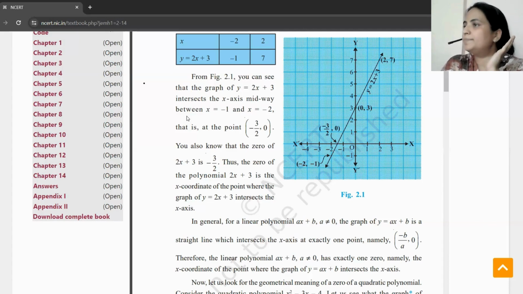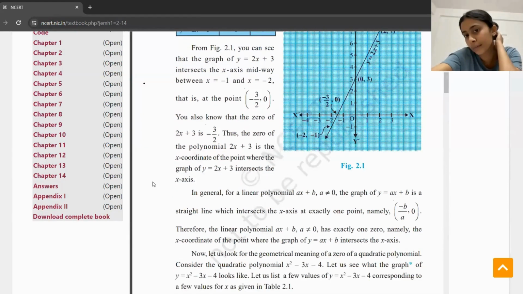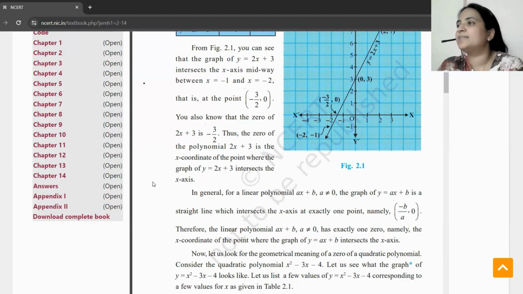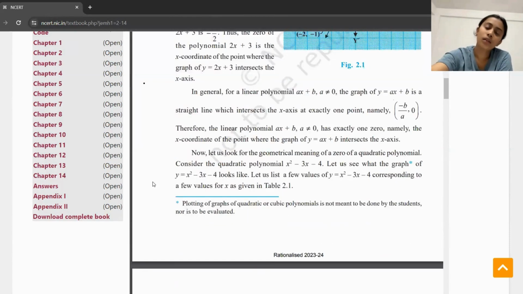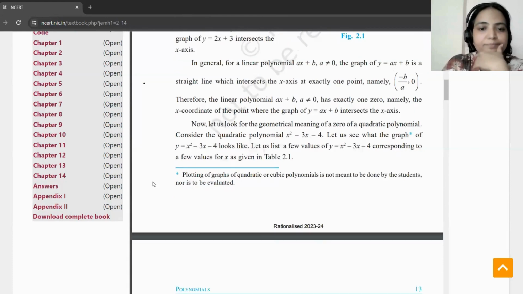Understood or not? Clear or not? So that is the one point where this line is cutting the x-axis. Yes, Bitaji, tell me. Ma'am, it is also cutting through 3 also, right? From the y-axis. But that's the y-axis, no? For linear polynomials, the condition here is that they'll cut only the x-axis. Okay. Now moving ahead.